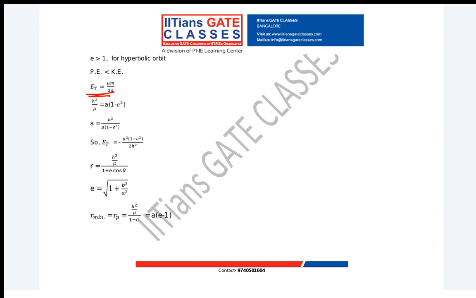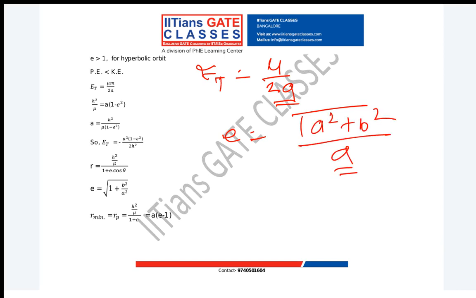It will be kinetic energy. Orbital energy per unit mass is mu by 2A. And again, we know this, guys, what is the E value for hyperbola? It is under root A square plus B square upon A. And what will be the R value? It will be H square upon mu and 1 plus E cos theta. At theta equal to 0, it is 1 plus E.